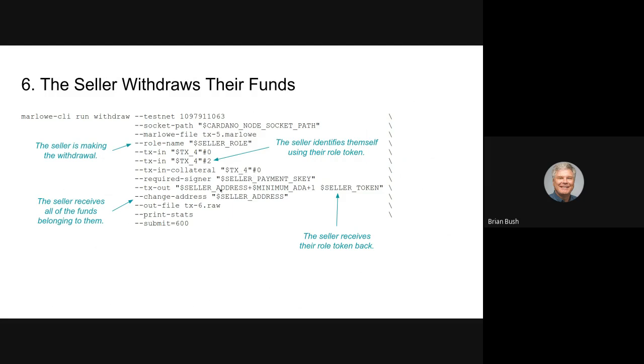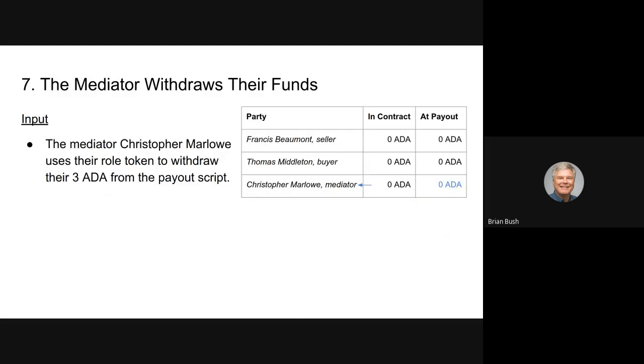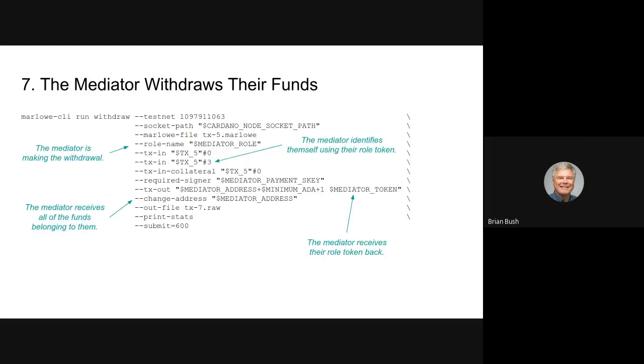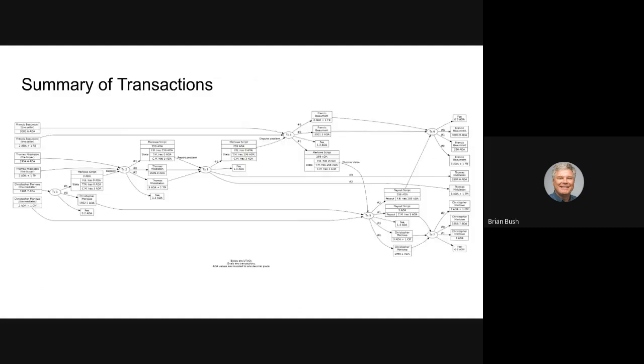They have to sign it. They're getting their role token back. They're getting their change. And they'll actually get their 256 ADA when all is said and done. Similarly, the mediator is withdrawing their 3 ADA. This is essentially an identical pattern for the transaction.